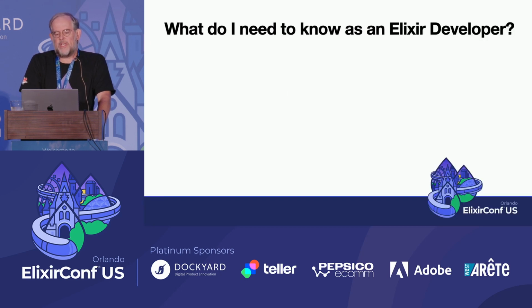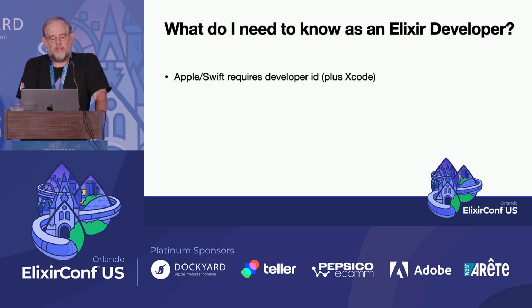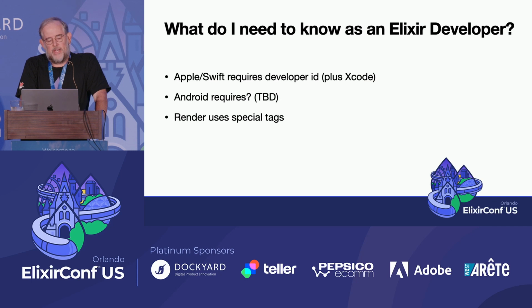So what do I need to know as an Elixir developer? Which is really the key part of this, is what did we learn as an Elixir developer with no iOS experience to do this? So you need a developer ID and Xcode, which most people probably have Xcode. The developer ID is easy to get. I have no idea what Android requires to get in the Android store, but the Android isn't quite there yet, so somebody else will have to tell us that. Render uses special tags that we showed.